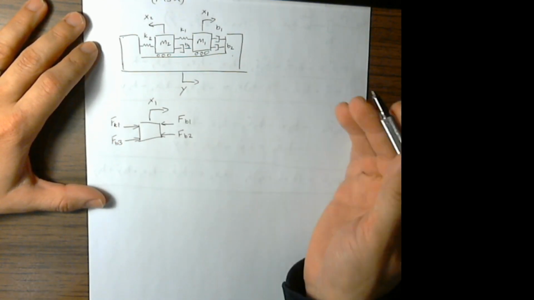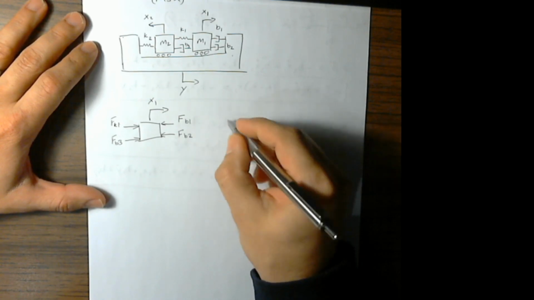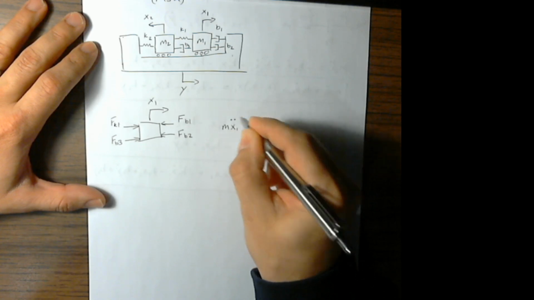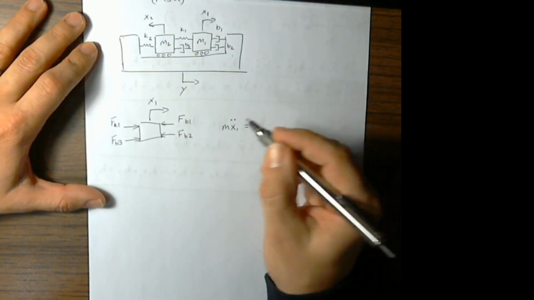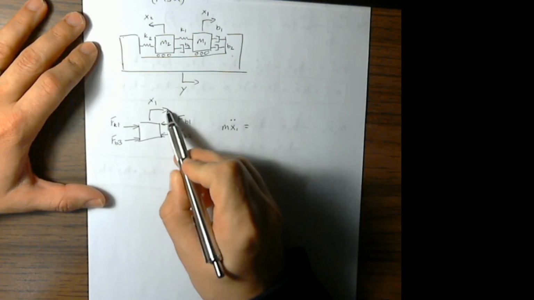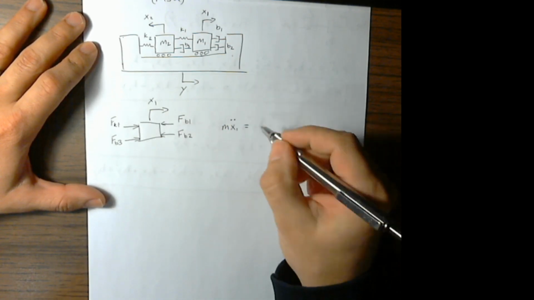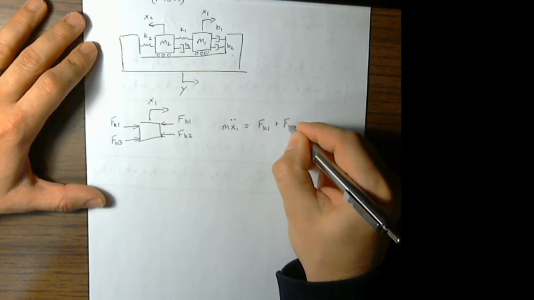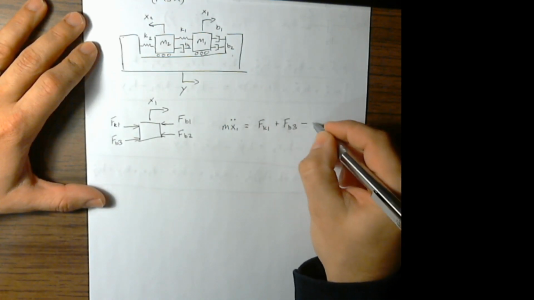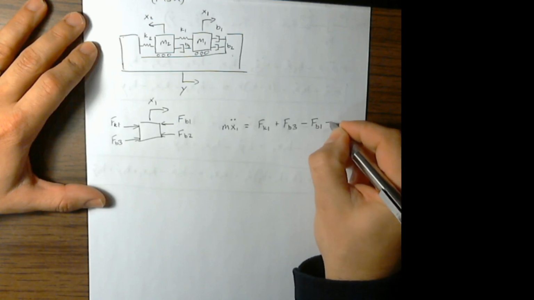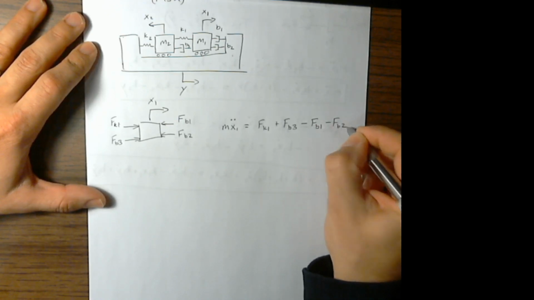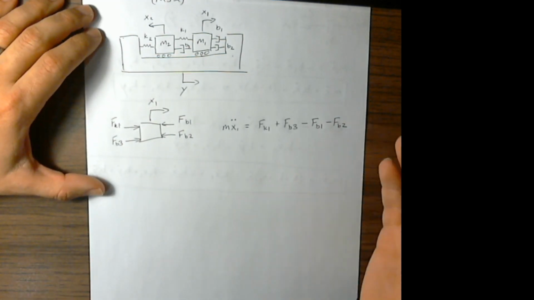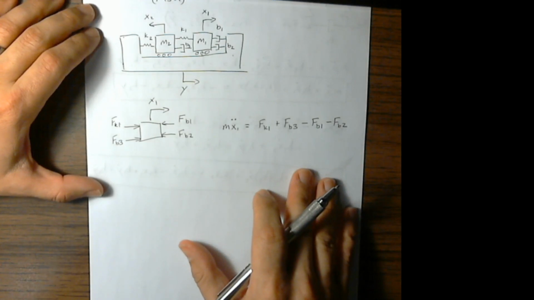So now I'm going to go ahead and write my mass equation off to the side here. m x1 double dot is equal to the sum of my forces. Okay, well, good thing I have my coordinate system here so I know which way is positive. So I've got F_K1 plus F_B3 minus F_B1 minus F_B2. Okay, I'm done. That's my mass 1.